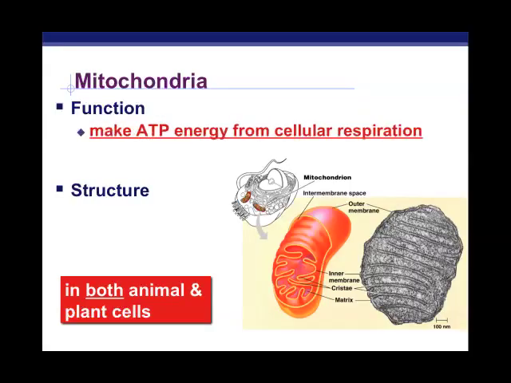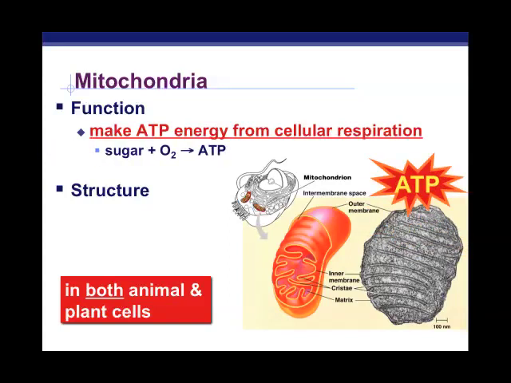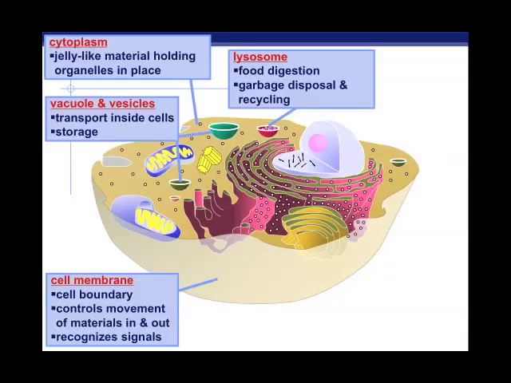Now we're going to look at mitochondria. They function to make ATP. They get sugar from the nutrition, oxygen from the breathing, and the two of them combine together to create ATP. That is your charged battery. Now, if you look inside the mitochondria, it's a double membrane layered sac. And it is in both animals and plants.